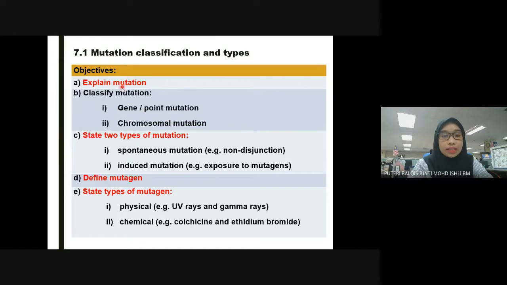So the objective for today is to explain mutation, classify mutation, the gene point mutation, chromosomal mutation, state 2 types of mutation, spontaneous mutation, induced mutation, define mutation, state types of mutation, physical and chemical. Okay, so I'm going to explain this part first.